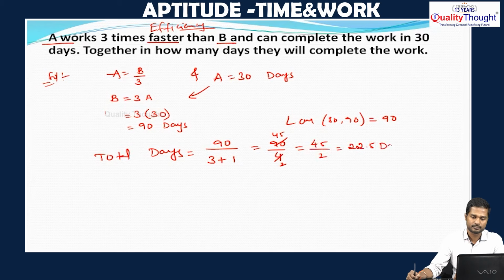22.5 days. So in this question we have a hint, that is A works 3 times faster than B and can complete the work in 30 days, means A takes 30 days to complete the work and he is working 3 times faster than B. So that means B will take total 90 days. So together the total days taken by both of them to complete the work, 90 is the LCM of 30 and 90. Here we have written 3 3s are 90 plus 9 1s are 90, which is 22.5 days.